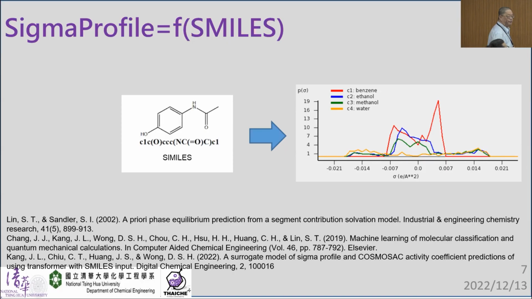In our previous work, we used this representation to develop a deep learning model that can produce what is known as a sigma profile, which is the charge density distribution on a molecule. It is also a very common method. Given this sigma profile, we can use COSMO-SAC or COSMO-RS to predict solvent properties. This is what we did three years ago, and a modified form has come out this year.